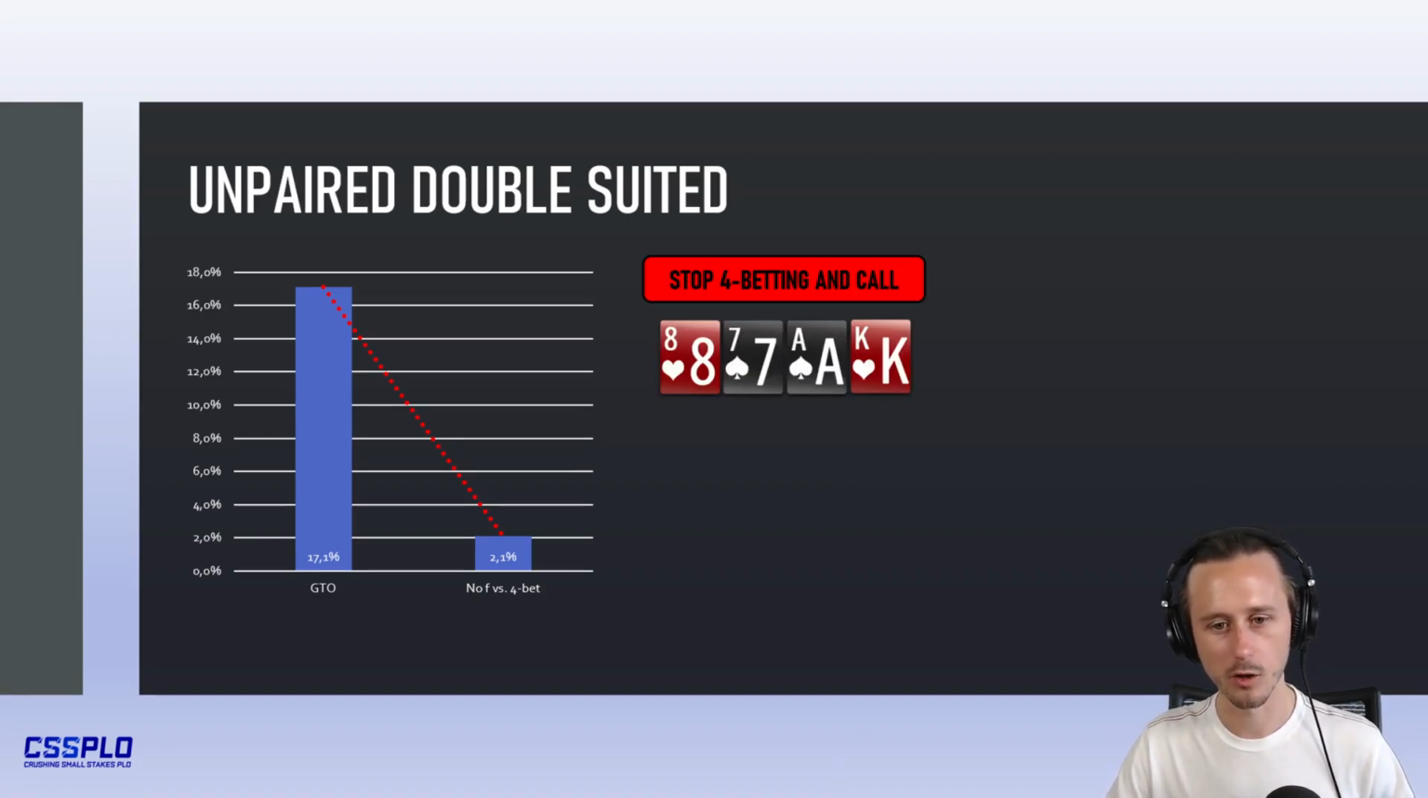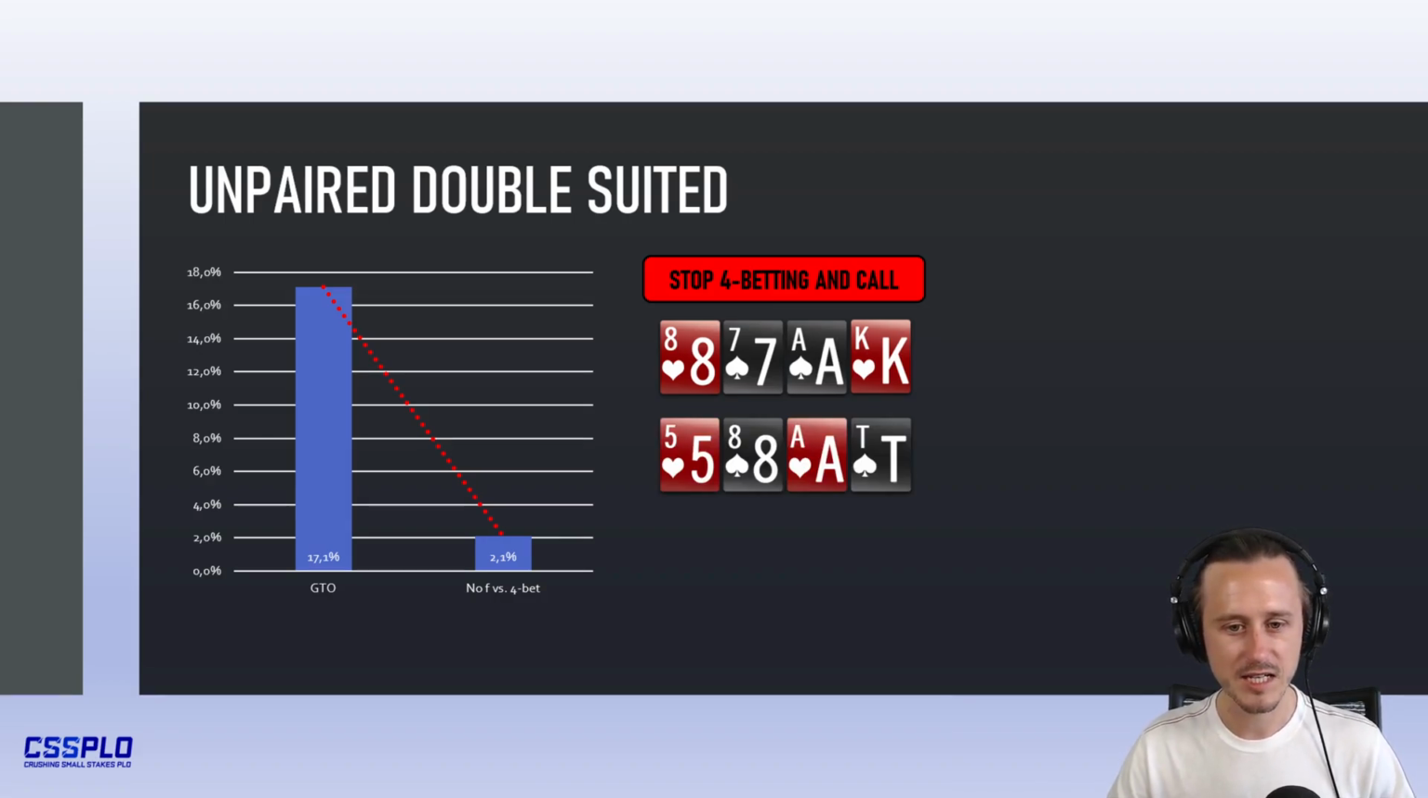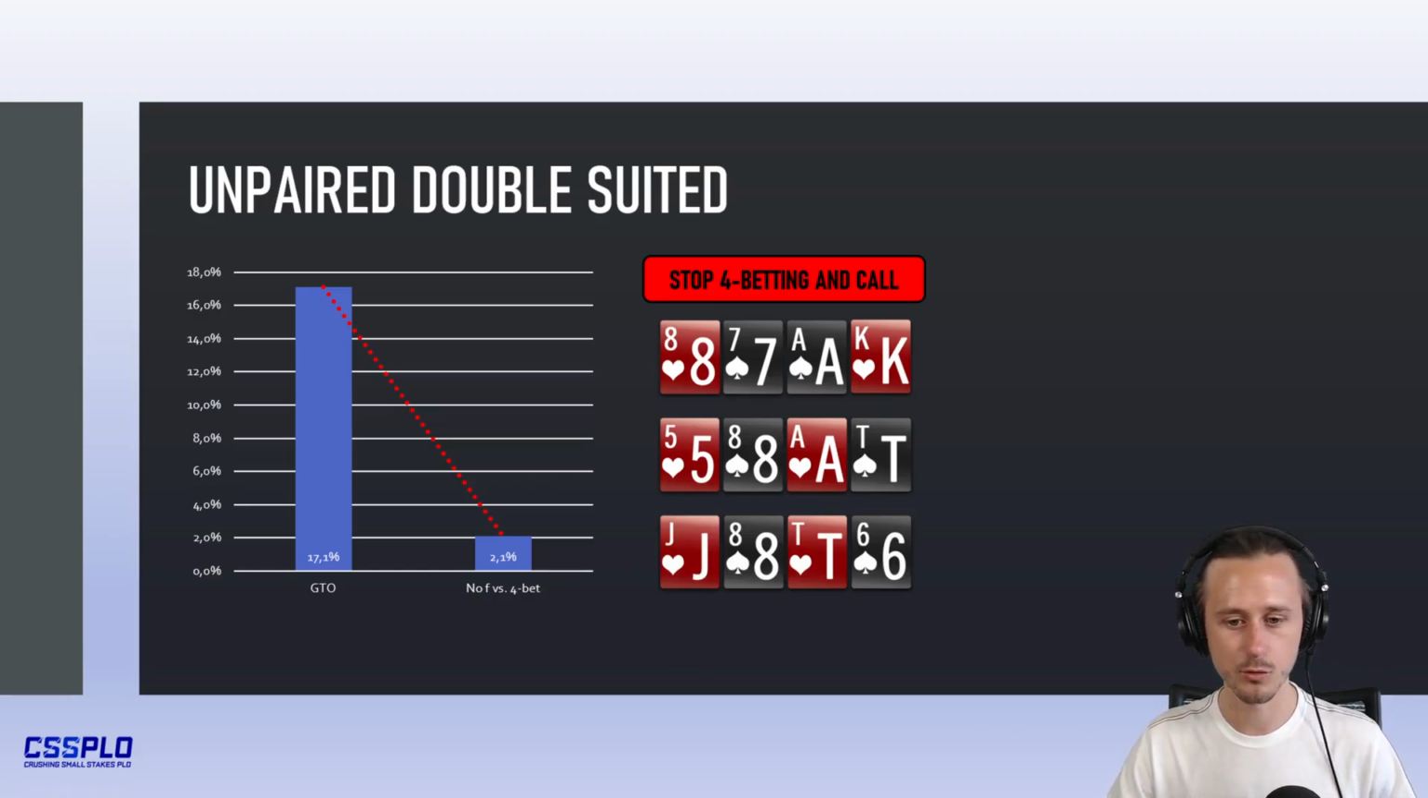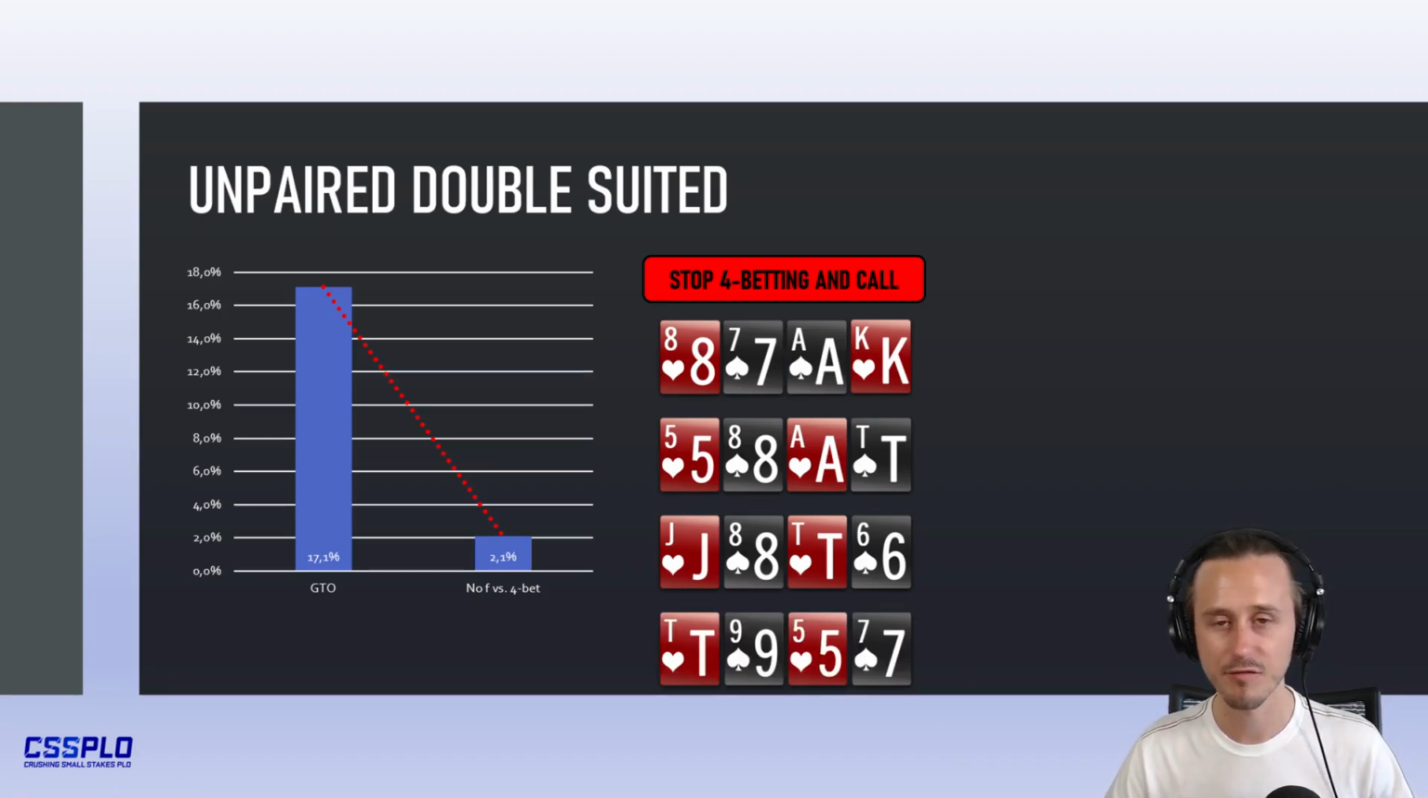Stop 4-betting and call ace king 8-7 double suited, for example. Ace 10-5-8 double suited, like these sort of trashy double suited disconnected hands that benefit a lot from fold equity. Jack 10-8-6, where we have 2 or 3 gaps in there, just call them now, as well as 10-9-5-7 double suited here. All these hands don't really benefit anymore from 4-betting. We just want to call, play position, and play a 3-bet pot instead of a 4-bet pot.